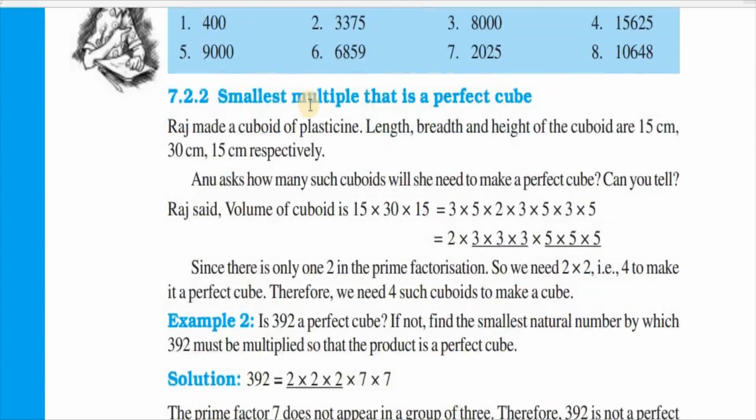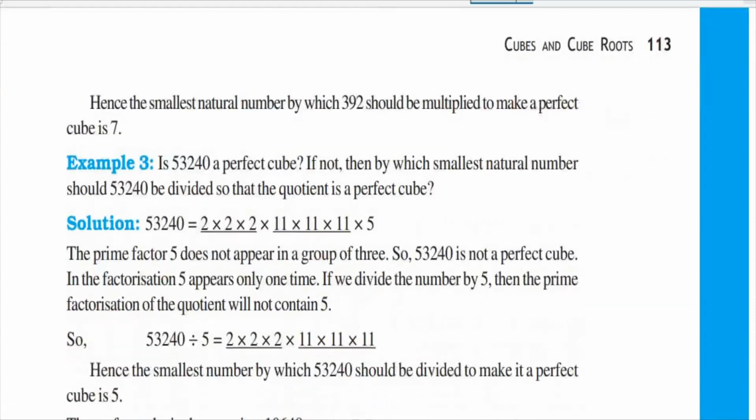Then if it is not a perfect cube, find the smallest natural number by which 392 must be multiplied so that the product is a perfect cube. In the same way, look at the next sum. Is 53240 a perfect cube? We first have to find out. If not, then by which smallest natural number should 53240 be divided? Here it is divided so that the quotient is a perfect cube. Let us do both sums and understand.